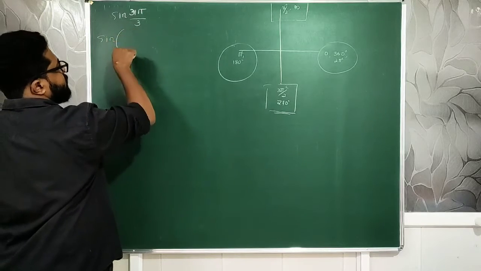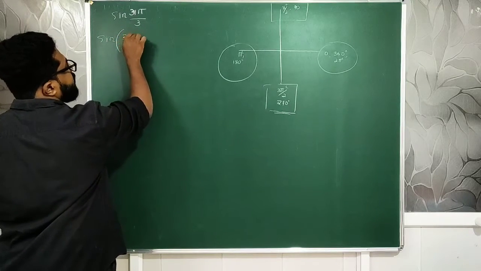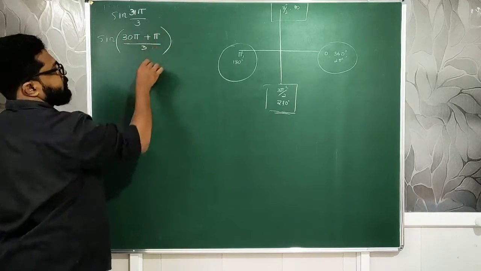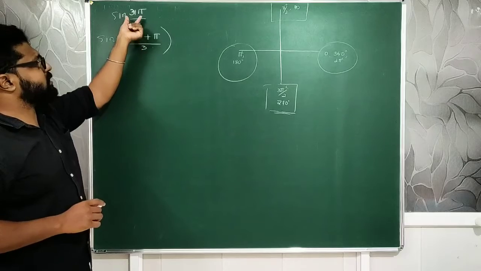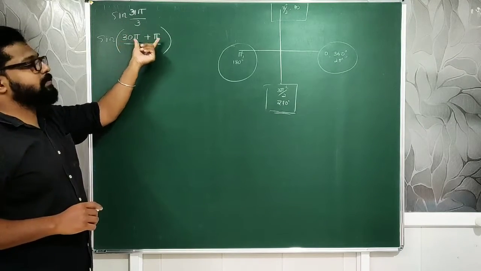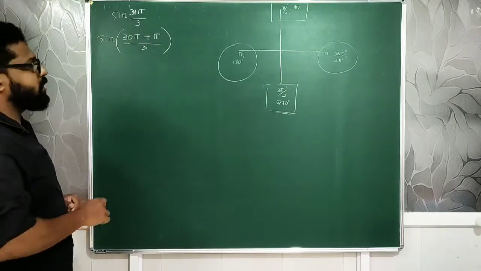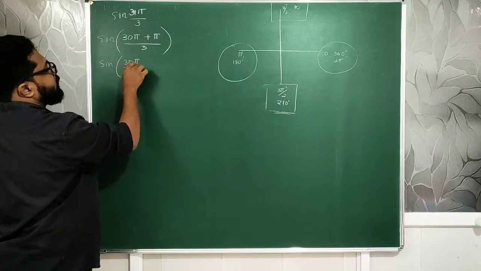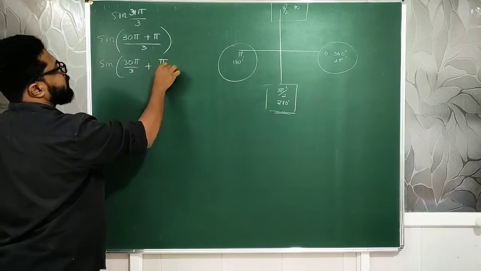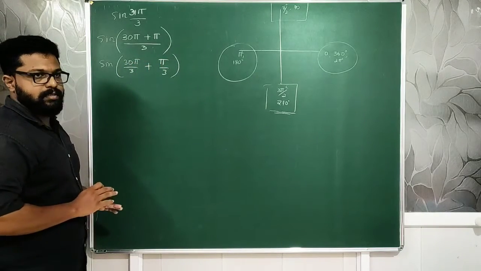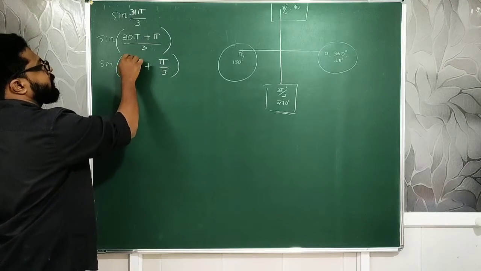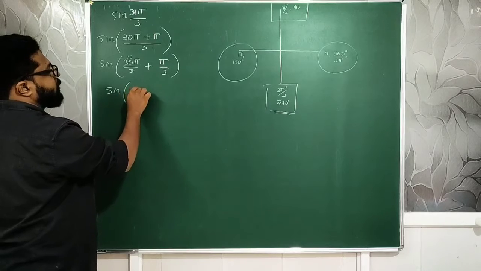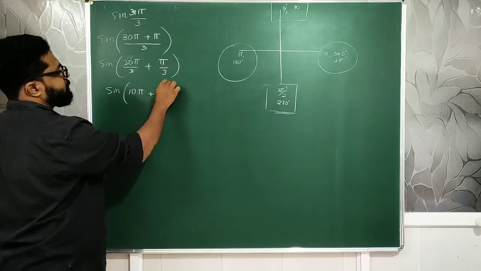For the 31 pi by 3, I will write the numerator as 30 pi plus 1 pi, divided by 3. You understood? Let's just set up the numerator and write it as 30 pi plus pi, that is 31 pi itself. Now I will separate the denominators respectively: 30 pi divided by 3 plus pi divided by 3. So check it, it cancels to 10 pi. It becomes sine of 10 pi plus pi by 3.